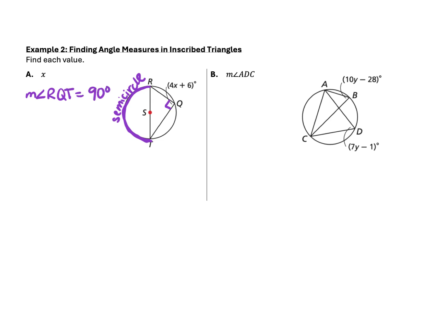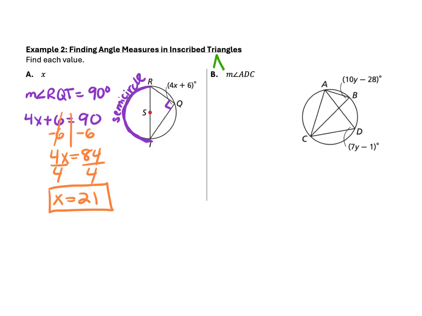Well, notice in the diagram that the measure of angle RQT is 4x plus 6. So 4x plus 6 has to equal 90. And from here, you can just do your algebra. Subtract 6 on each side to get 4x equals 84. We'll divide by 4 and get x equals 21.